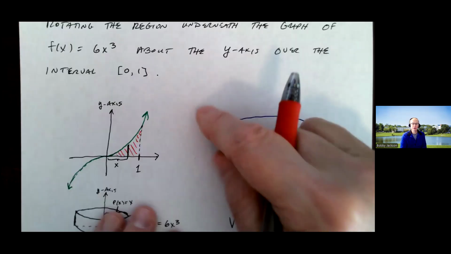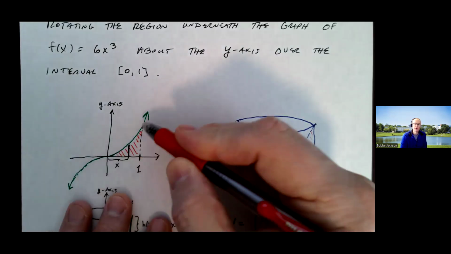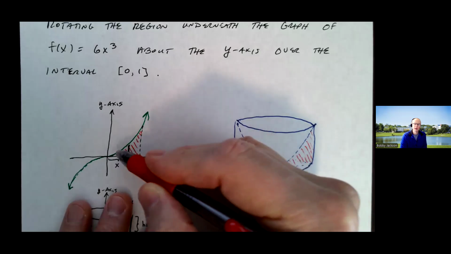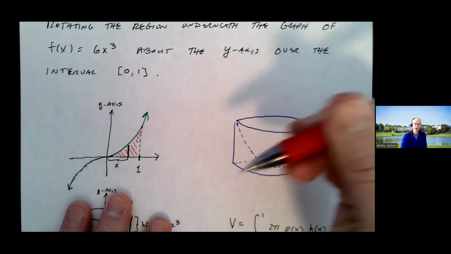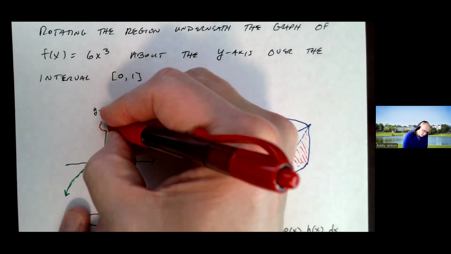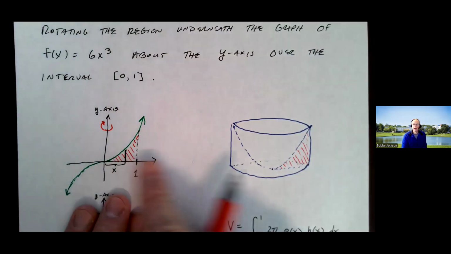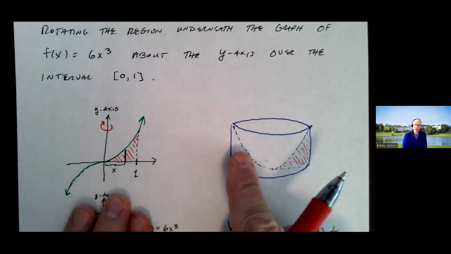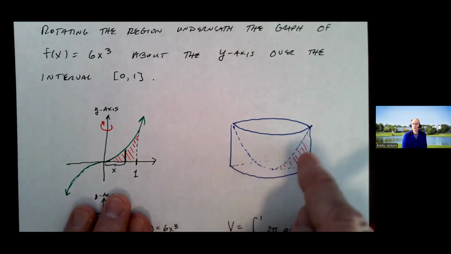So I graphed this function. Here's the 6x cubed function on the interval from 0 to 1. This region right here is what we're talking about. And we're going to rotate it now about the y-axis. Okay, so we're going to come this way. And as we rotate that, this region is going to come out of the page, back in, and circle around. And we're going to get this solid.